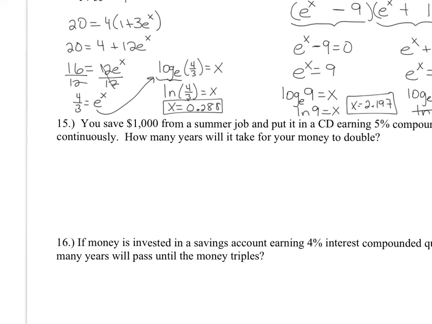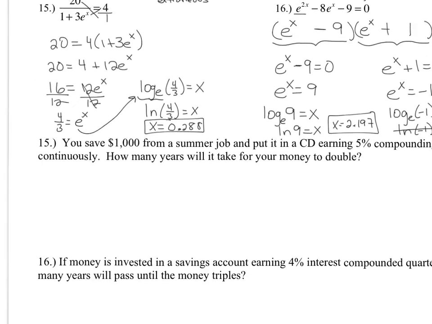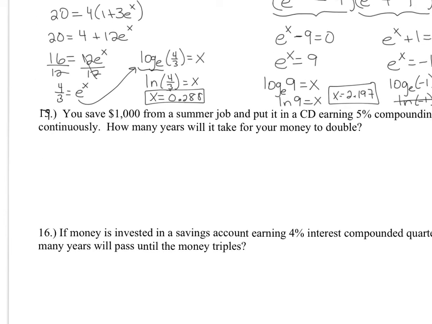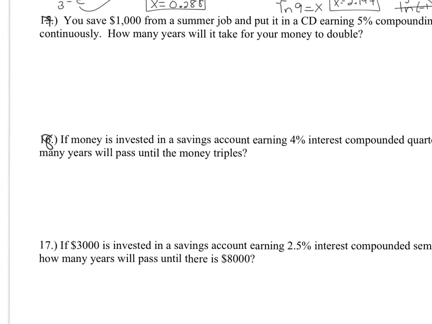Number 7, or apparently I didn't change my numbering. This should be number 15, 16. This is 17. And then this one should be 18 and 19.